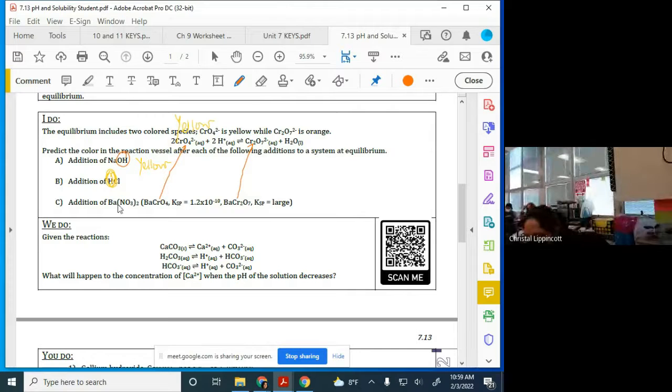So if we had the barium, that barium would come in and create a solid with this. Some of this stuff is going to come out and settle as a solid down at the bottom. So we're removing some of this material out of here. Which direction is it going to shift? Yep, it's going to shift to the left and go yellow.